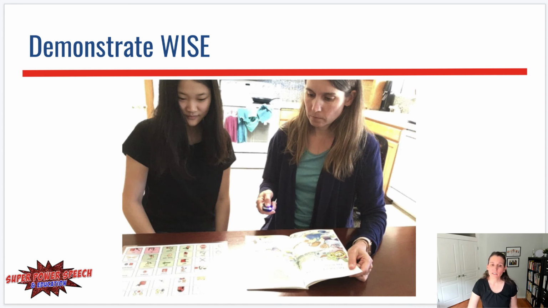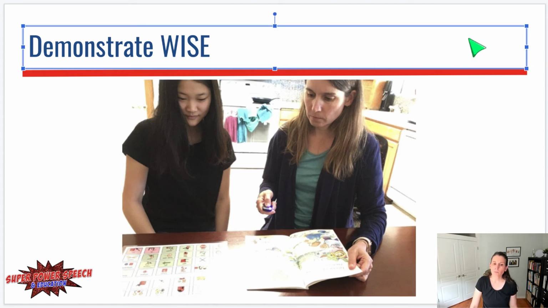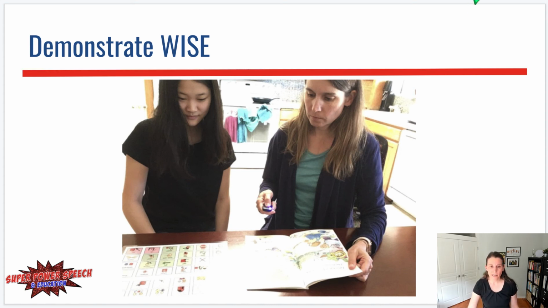Okay, so this is just a photo of me demonstrating the WISE techniques. I actually have a full video of it on my website. But what you can see here is I am right next to the user, the AAC user, and we have our book right there because again, I love using books for activities. And we have our communication device right there. In this case, it's a core communication board that has fringe on the top. And I am reading the story and then I'm modeling on that light tech communication device.